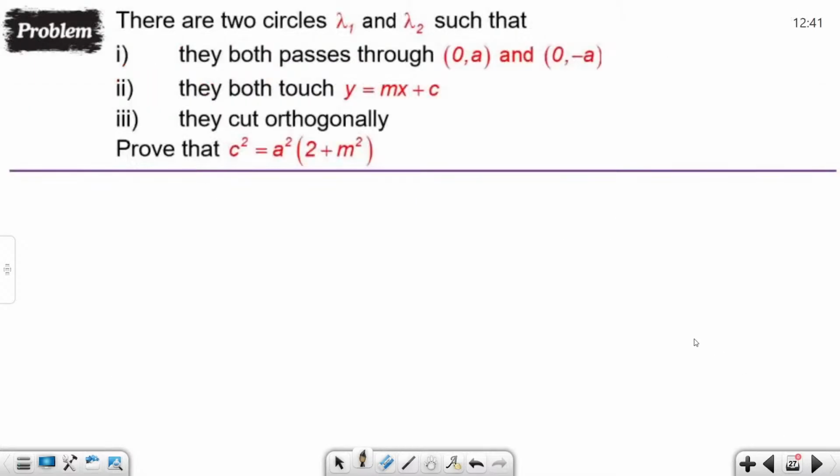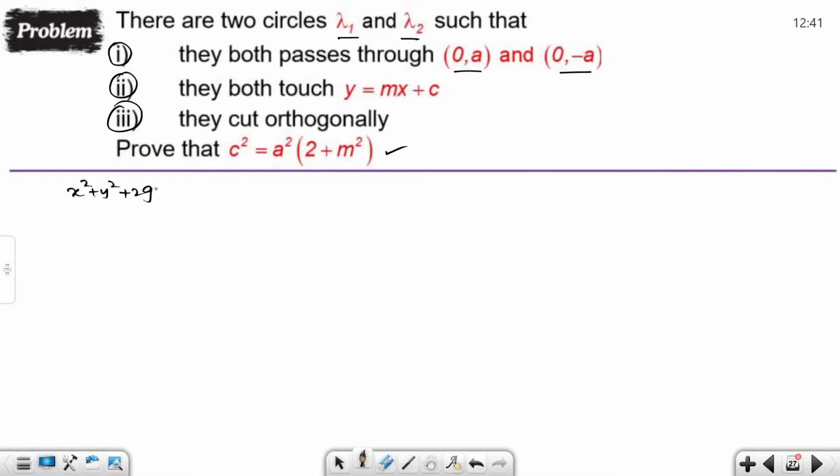Let us consider this problem. They have said that there are two circles, lambda 1 and lambda 2. Both of these are passing through the points 0, a and 0, minus a. You see, these three conditions are given to us, 1, 2 and 3. On the basis of these three conditions, we have to prove this one, right? So now, the first condition is that the two circles, lambda 1 and lambda 2, are passing through these 2 points.